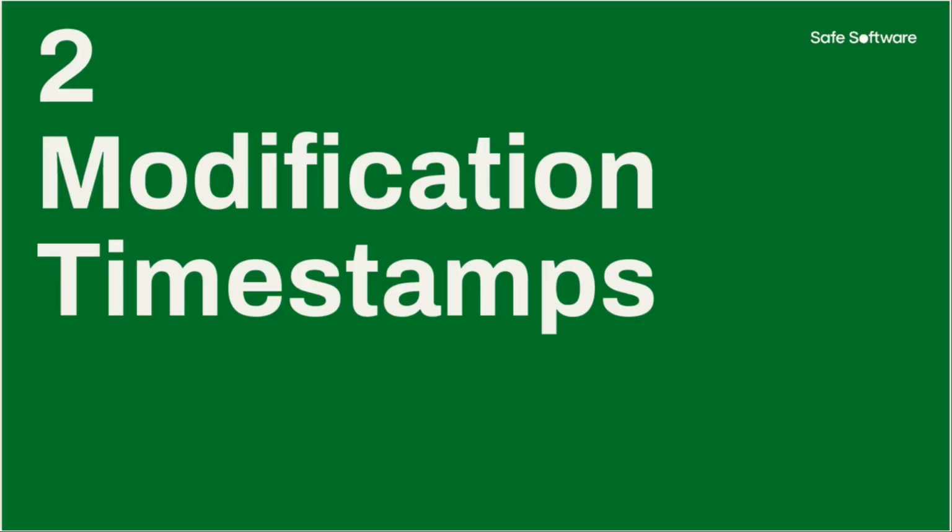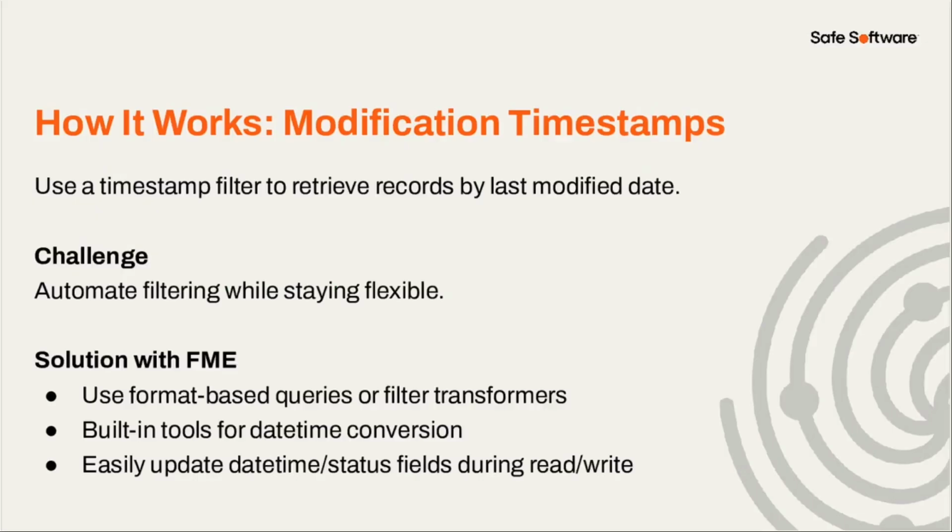Alrighty, thank you, Dan. So the first change detection alternative that I'll be showing you today is through modification timestamps. How modification timestamps work is that we are using a timestamp filter to retrieve records by the last modified date. Modification timestamps allow us to track when data was changed through comparison of timestamps within multiple data sets. And timestamps can be used to retrieve only the records updated since the last check.